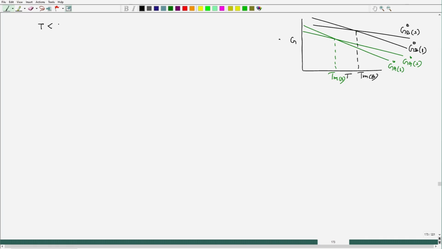which is below T M A, and I am taking that temperature in such a fashion that the liquid free energy line will lie above the solid free energy line over the entire composition range. So, that means very low temperatures we are taking. I will just draw it and you just take the reference.